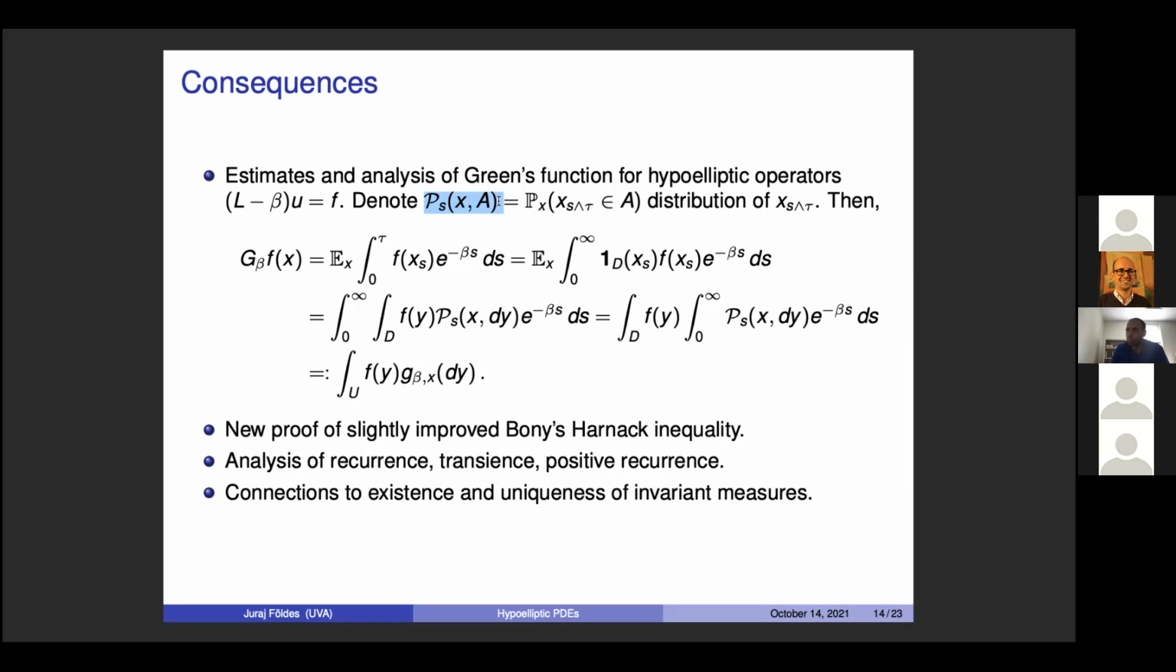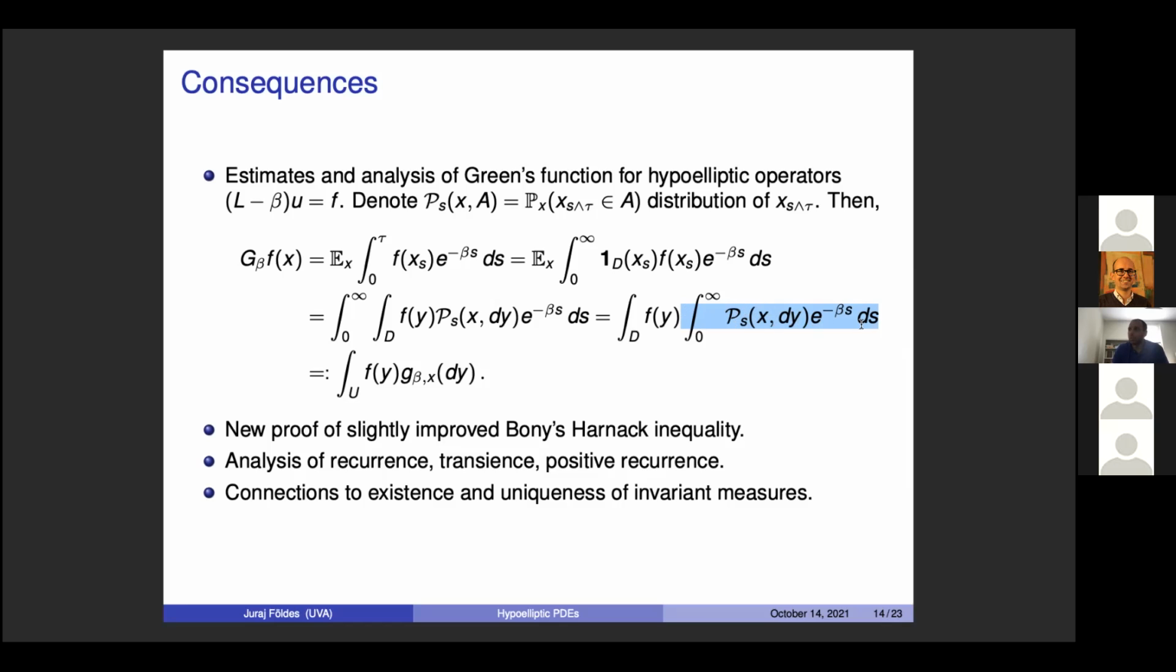That's pretty much probability 1, that the expectation is the integral against the distribution. So I just integrate it against this distribution, interchange the integrals, and I realize that my solution is actually the integral over the boundary of a function f of y times this function, which is the probability that I exit through this infinitesimal set dy, integrated with respect to time. And this is something that we call the Green's function.